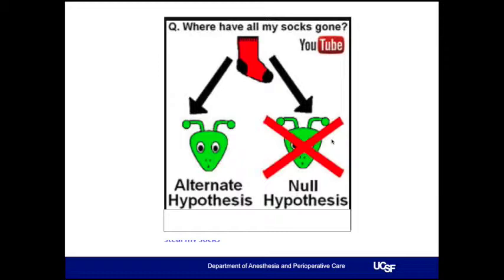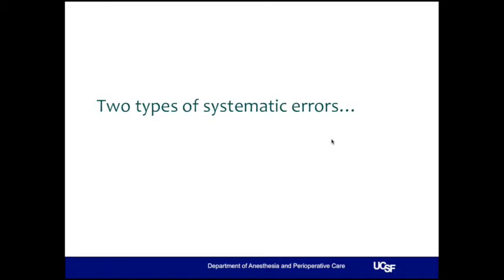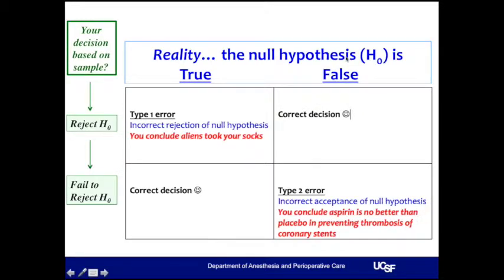We talked last night about the humorous example of trying to figure out why your socks are missing. One of your socks is always missing from the laundry. The null hypothesis would be that aliens are not to blame. There is some other explanation for your socks being missing. The alternative hypothesis was that extraterrestrial aliens actually have invaded your house to steal your socks. So there are two types of systematic errors that we could make when we do the study. One would be to falsely reject the null hypothesis.